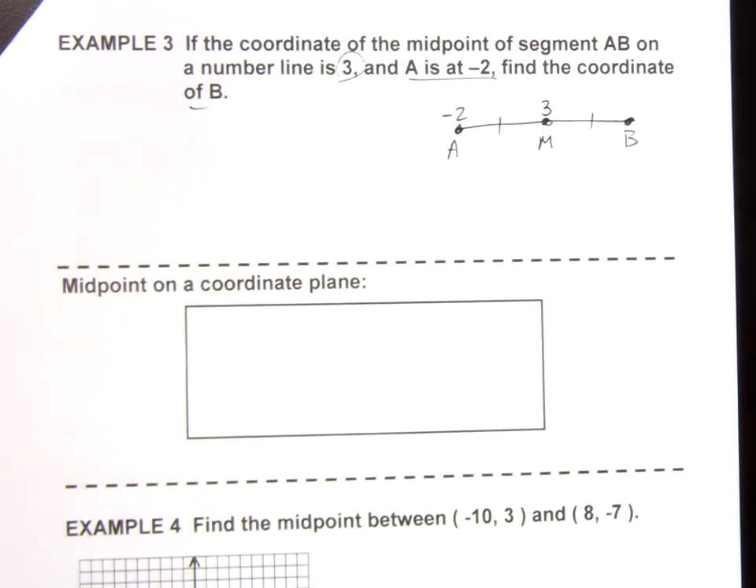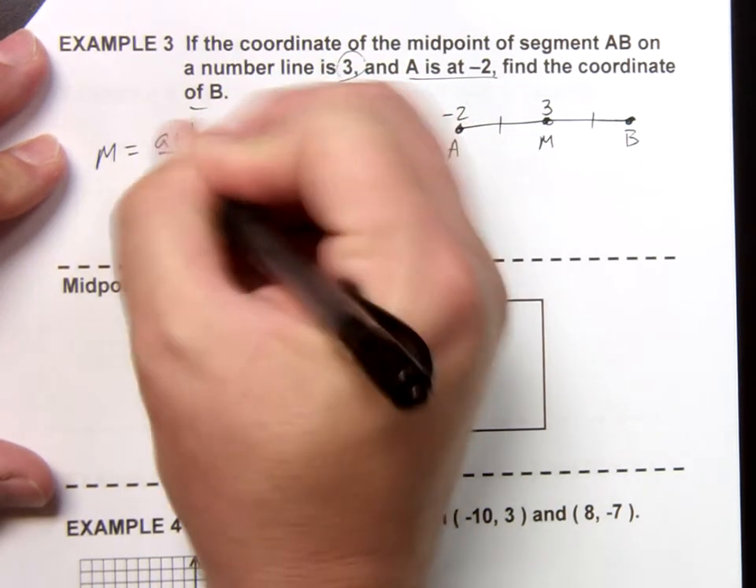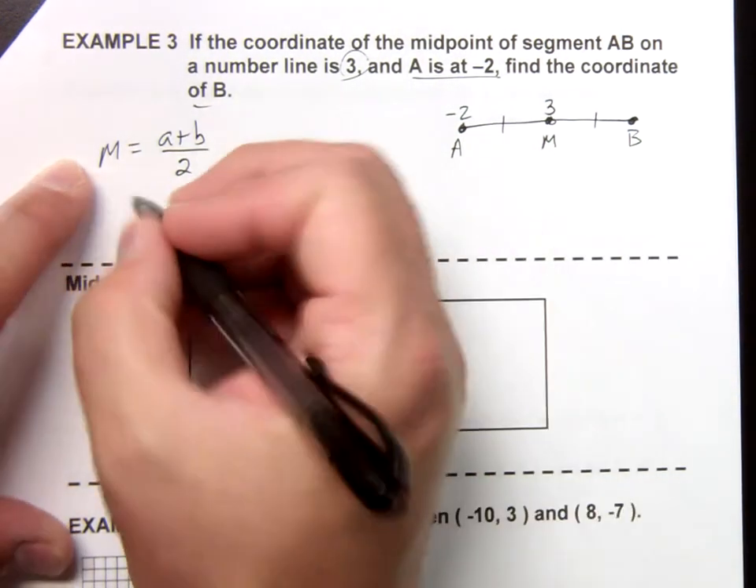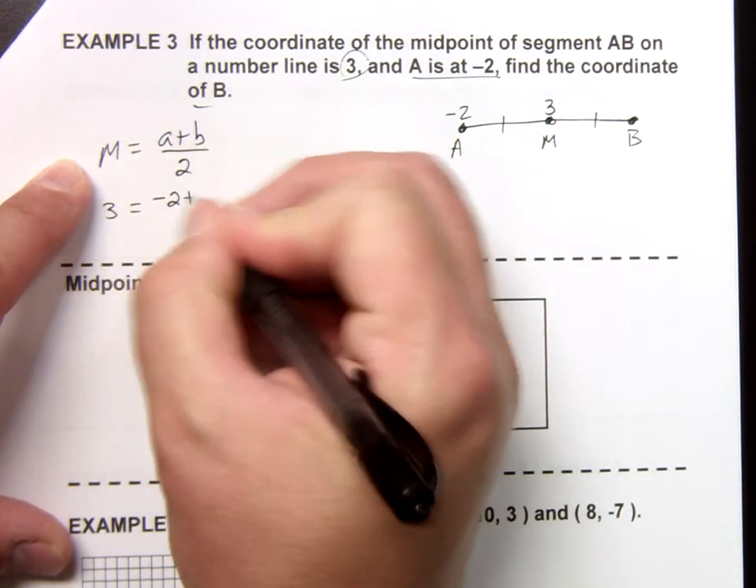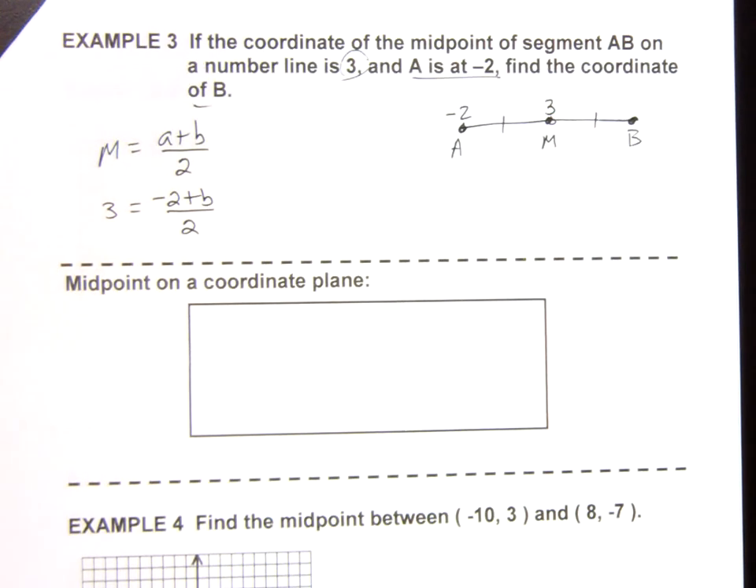Now there's a couple different ways we can go about doing this. One, you can use that formula where the midpoint is equal to A plus B divided by 2. And we can just substitute in everything we know. So we know the midpoint is 3. We know A is negative 2. What we don't know is B. So once we've substituted in everything that we know, there's only one variable left in that equation. We can solve that equation. So we just go about solving for B.